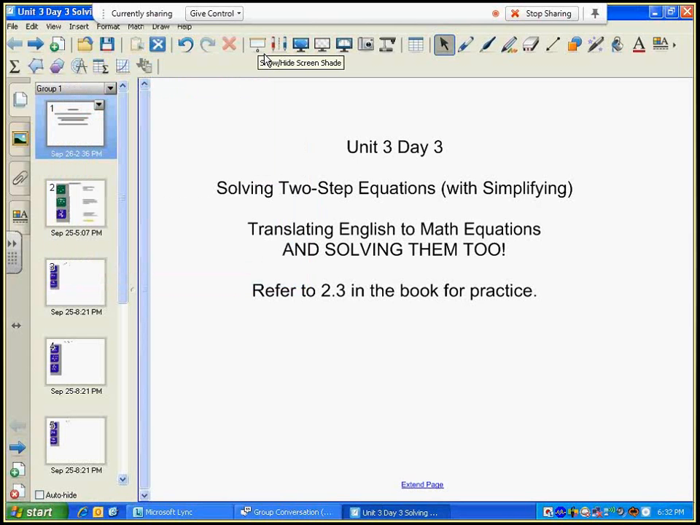We're going to solve two-step equations. We're going to be doing some simplifying, which we know and love. Then we're going to translate some English to math, and we're going to solve the equations that we create.